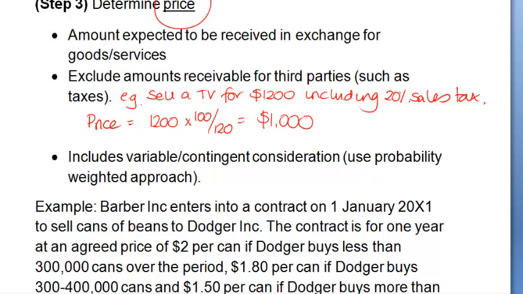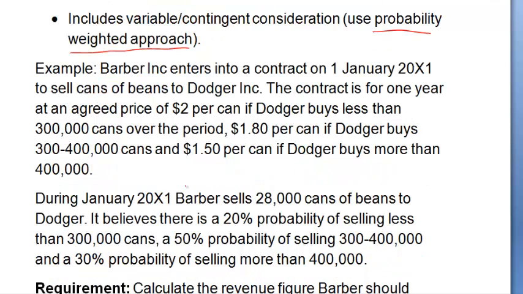Now, the problem with some prices is that they vary according to how much is being bought and sold. And here we use a probability-weighted approach. So I've got an example. I've got this company called Barber, and it's selling beans. Okay, not a very exciting product. But we've agreed to sell beans, but the price decreases if Dodger buys more beans. So it's going to vary from $2 to $1.80 to $1.50, depending upon the number of beans being sold.